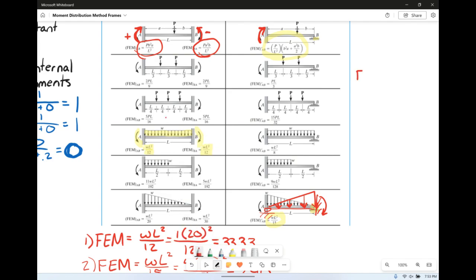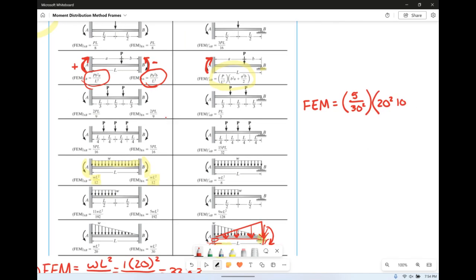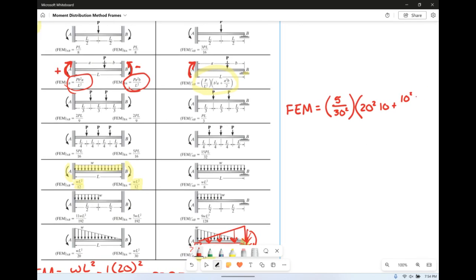What would be our fixed end moment using this equation? We have P is 5, over L squared, L was 30, so over 30 squared, times B squared, B was 20, times A was 10, plus A squared, A is 10, times B, which is 20, divided by 2. Kind of a little bit of a disgusting equation, and what you get is 27.8.